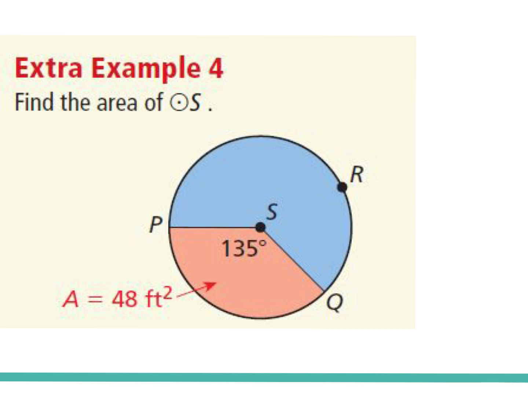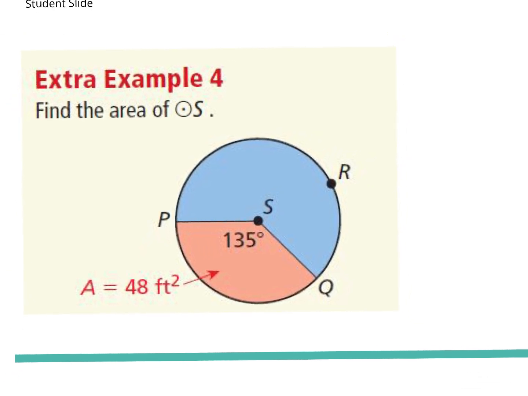We normally start this problem if we wanted to find the area of a circle. What's the formula for the area of a circle? Area equals pi r squared. But what's the issue with setting it up like that? We don't know the radius. So we need to use the area of a sector formula.